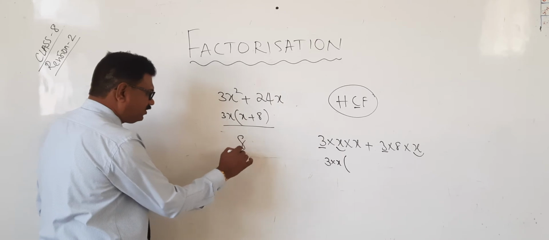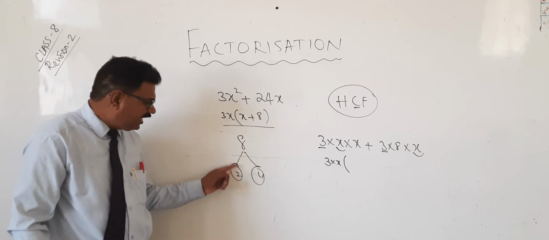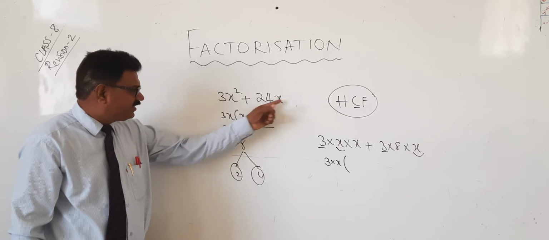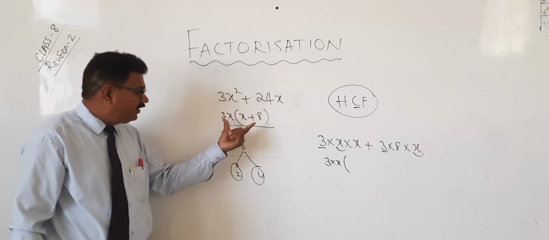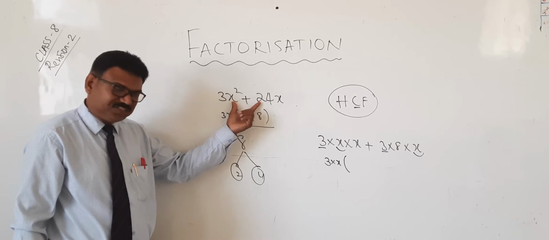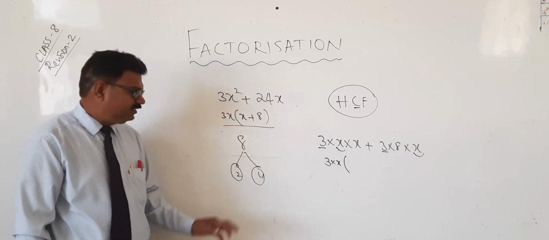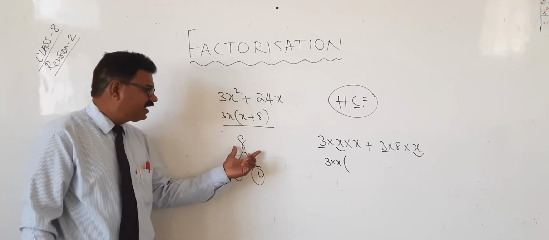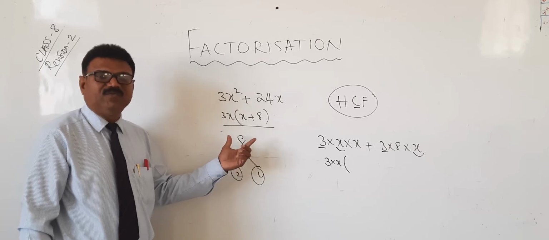That means we used to tell 8 means what? 2 into 4. For 8, 2 is also a factor and 4 is also a factor. For 3x square plus 24x, 3x is a factor and x plus 8 is also a factor. When you multiply these two, you are getting this expression, these terms. So factor means when you multiply those two factors, then you should get back the original number. Then these two are known as factors of the given expression or given number or given term.